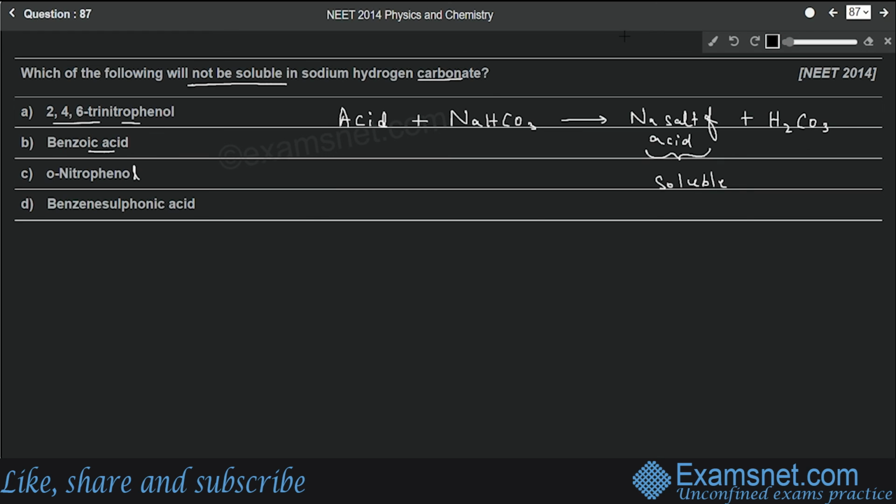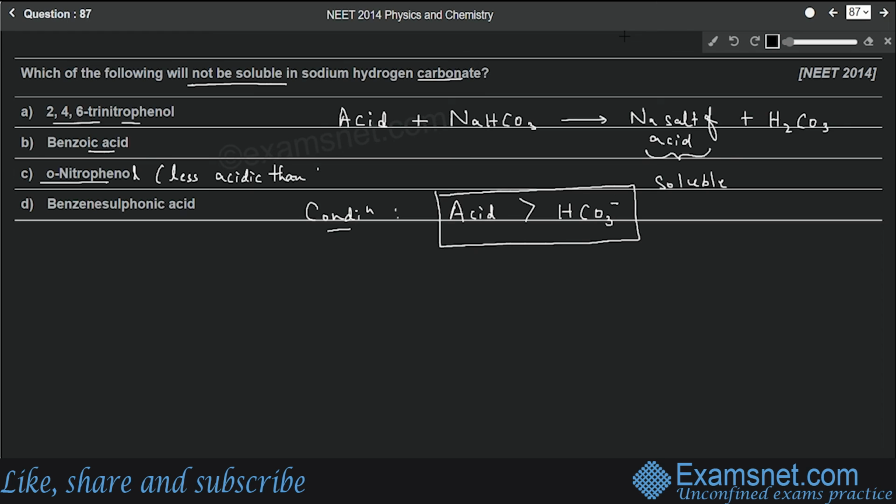Now what is the condition for this reaction? The condition for this reaction is that the strength of the acid should be more than the strength of carbonic acid. Okay, so the given acid should be more acidic than carbonic acid. Out of the given options here, there is one option, orthonitrophenol, which is less acidic than carbonic acid. Therefore, it will not be soluble in sodium hydrogen carbonate, whereas all the others are more acidic than carbonic acid. So option C will be the correct answer.